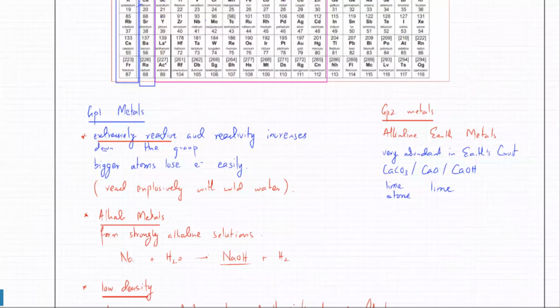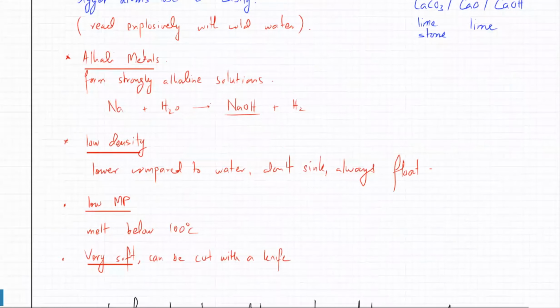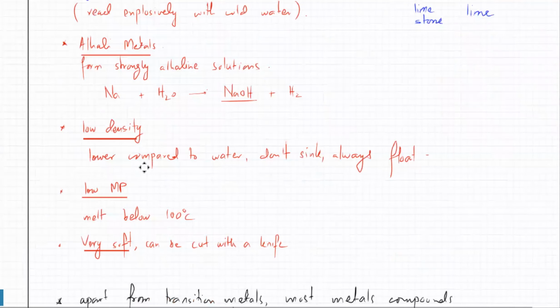So we talked about group 1 metals, and I told you that they were extremely reactive, and the reactivity increases down the group. The bigger the atom, the easier it is for it to lose electrons. And they would react very explosively and vigorously with cold water, and they're called alkali metals because when they react with water, they form really strong alkalis. Like Na reacts and turns into NaOH. They've got low density, which is why they float on water. They've got low melting points, and they're very soft as well. So that's group 1 metals.